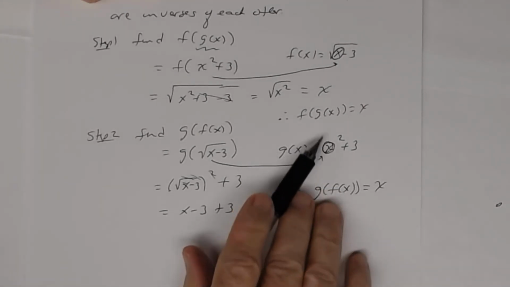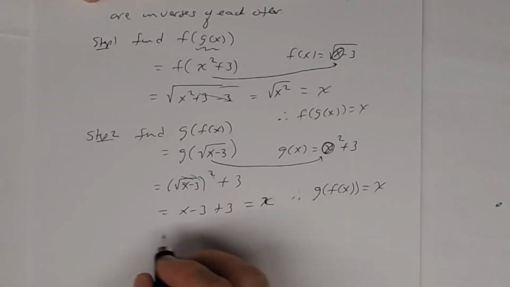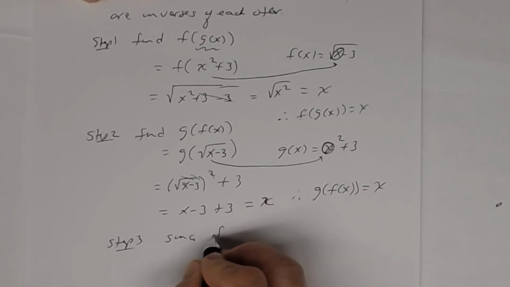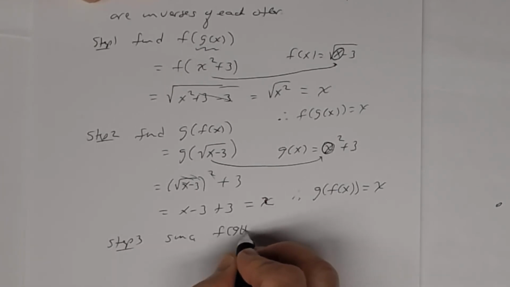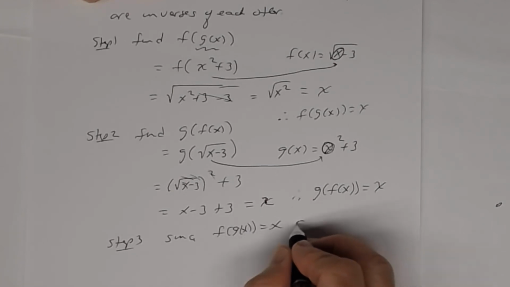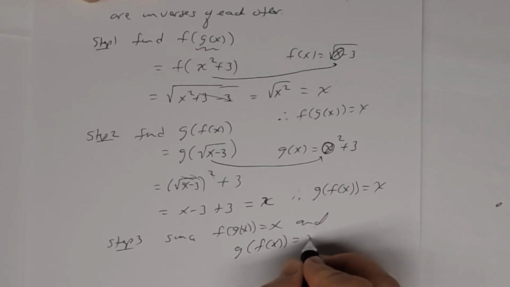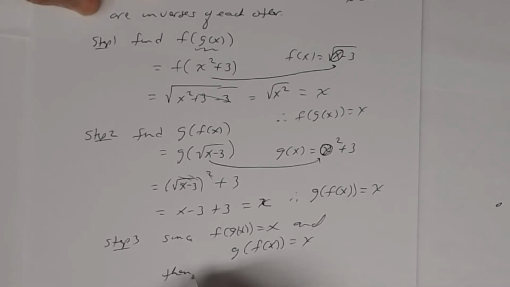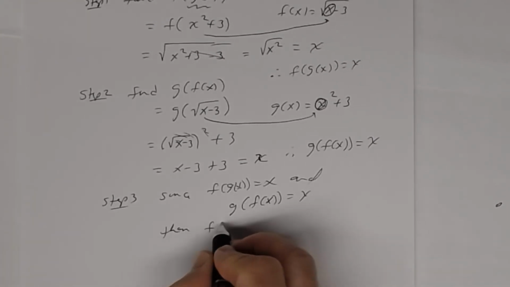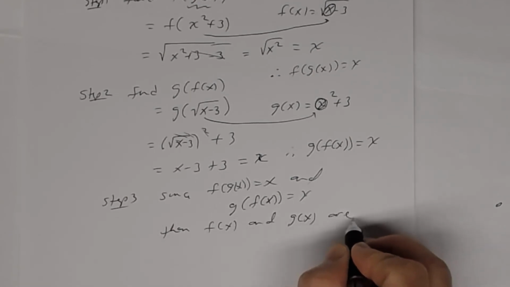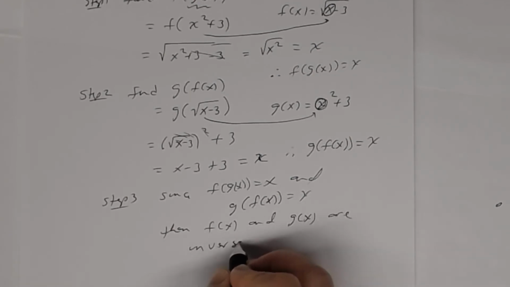And so since these two are both equal to x, step 3: since f of g of x is equal to x and g of f of x is equal to x, then that means f of x and g of x are inverses of each other.